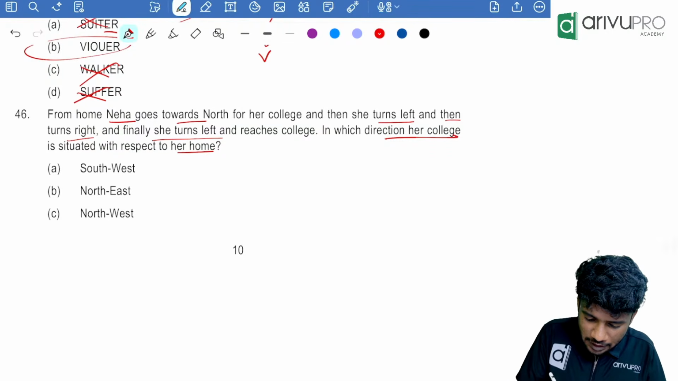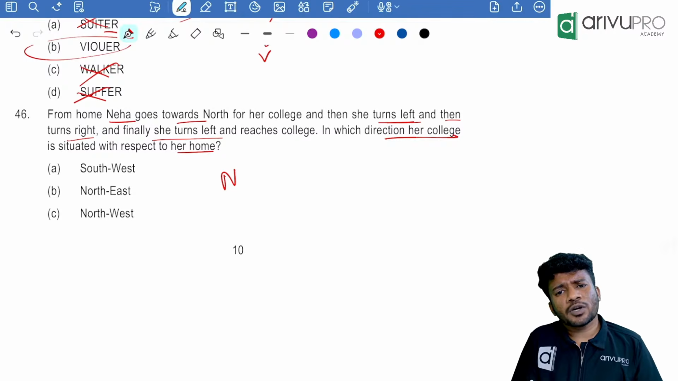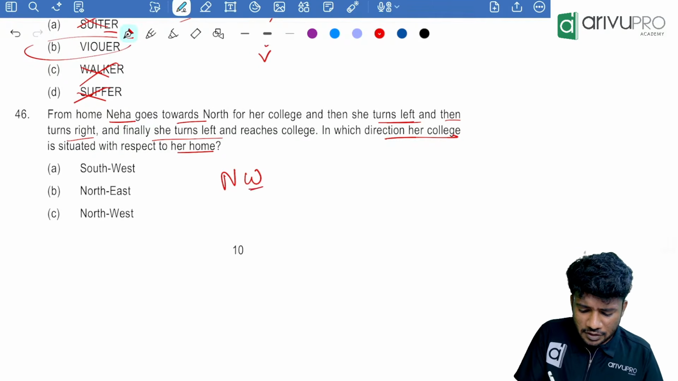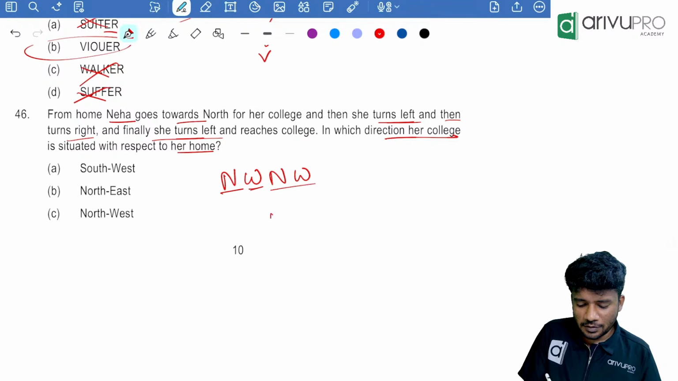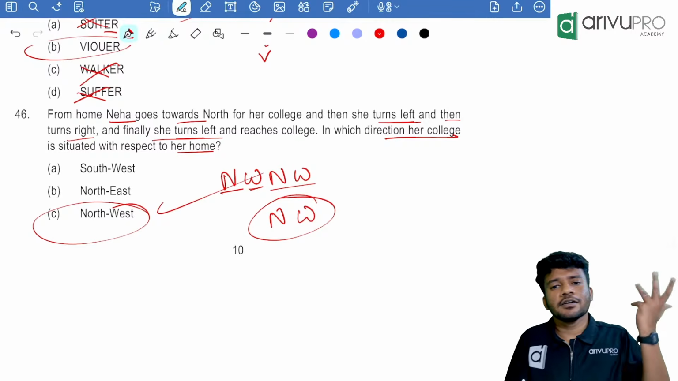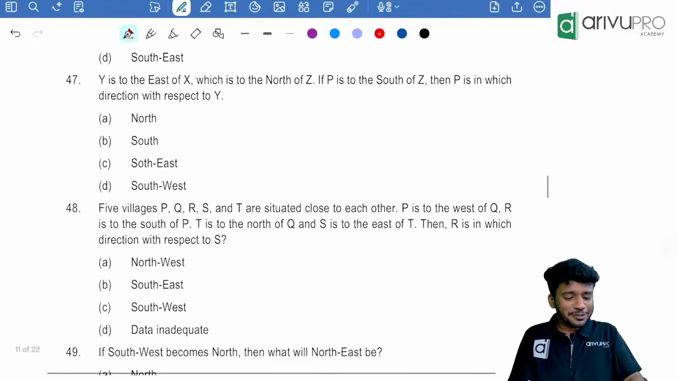So it's very easy. So initially she is going north. Then she turned left. Left of north is what? The left of north is west. Correct? Then turn right. Right of west is what? The north. Then she turned left. Left of north is what? West. Then northwest. It will get added. Northwest will be the final direction. So which option is the answer? Option C. Very easy. We don't need to draw it. We can directly go for the answer.